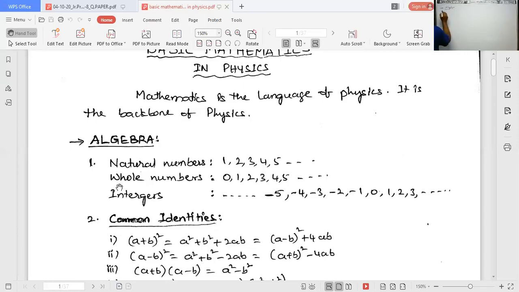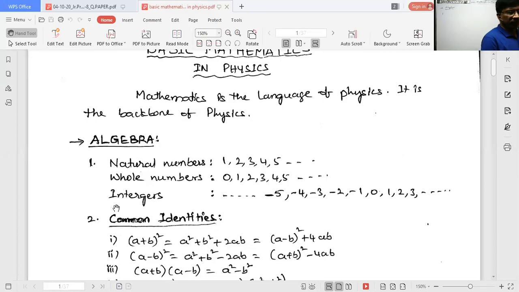First, in algebra, what are the natural numbers? I think you can see, I shared the screen. Natural numbers are 1, 2, 3, 4. Other than 0, from 1 onwards, all numbers are called natural numbers: 1, 2, 3, 4, 5, 6, and so on. Suppose you write including 0, then they are called whole numbers.